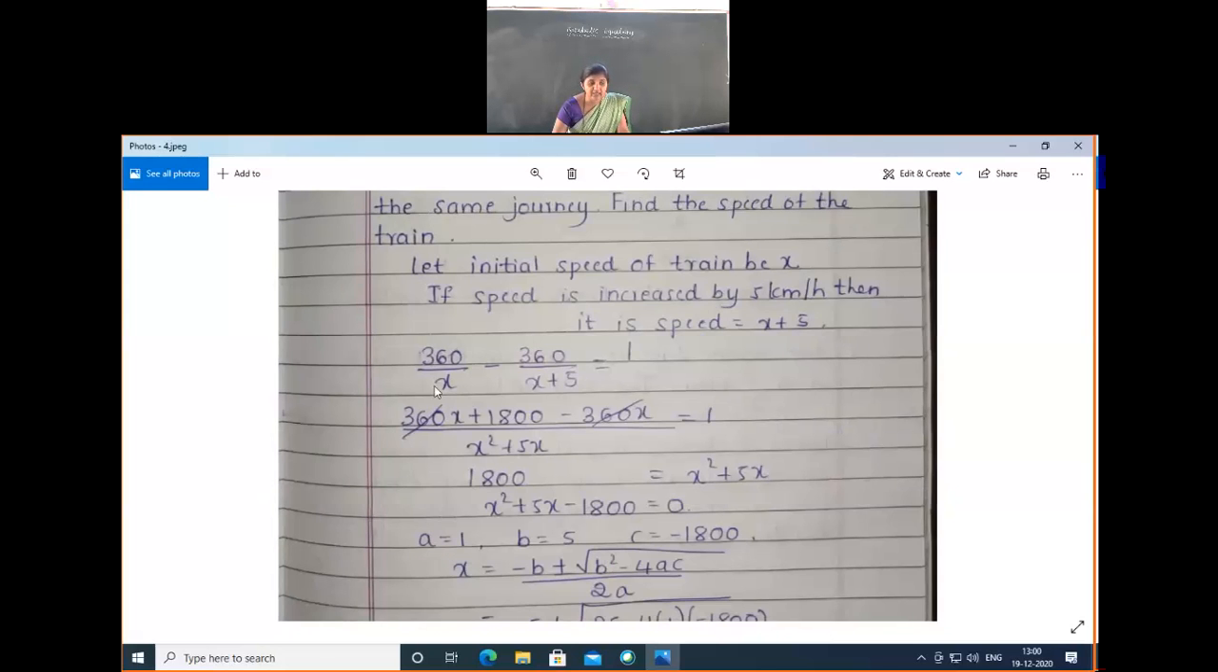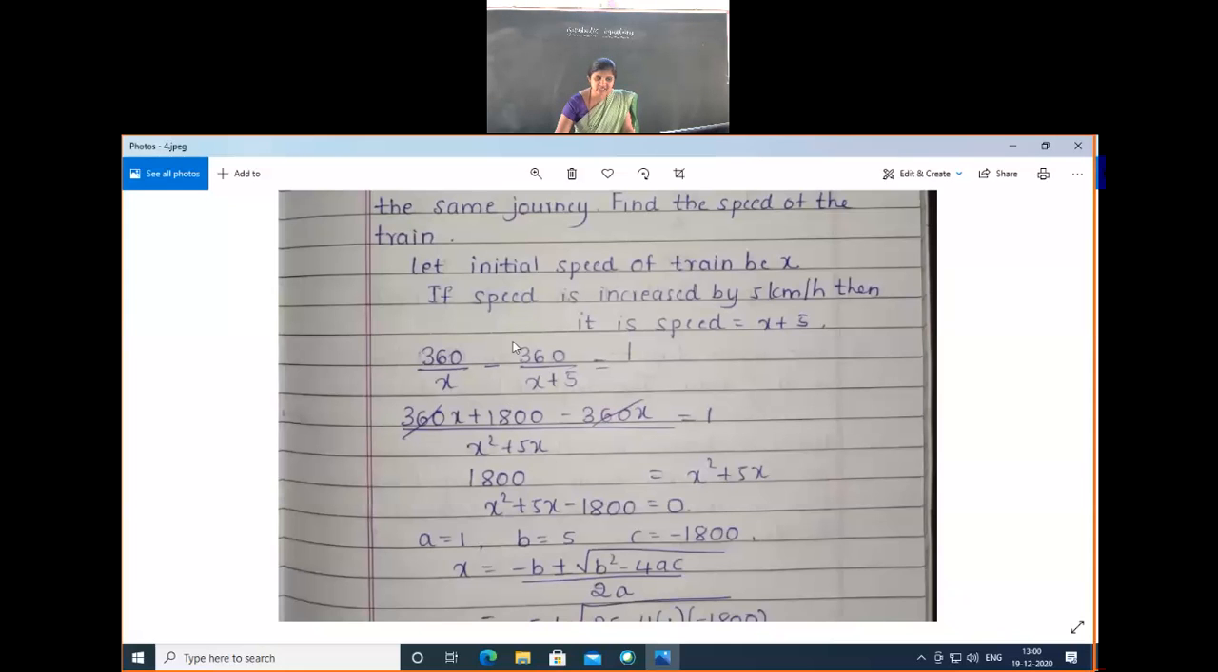Okay. So then x into x plus 5 is the LCM. We have to take the LCM to operate this one. 360 divided by x minus 360 divided by x plus 5. Their LCM is x into x plus 5. Then what will you get here? We multiplied x into x plus 5, that is x square plus 5x. So here we'll get 360x plus 1800 into x plus 5.